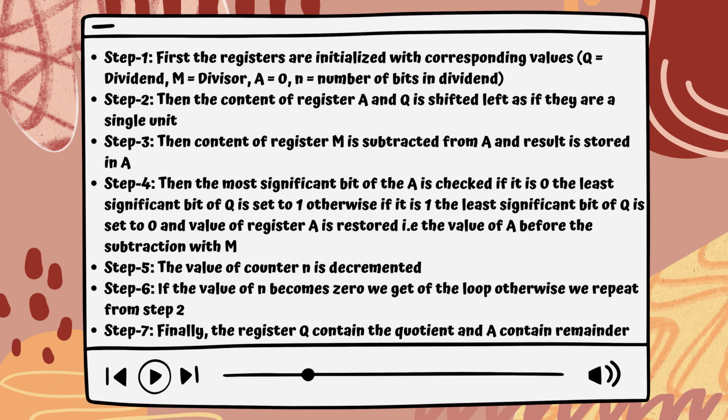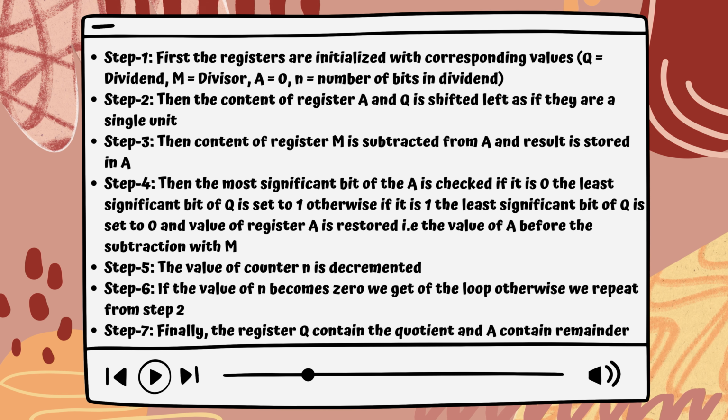Step 3. The content of register M is subtracted from A and the result is stored in A. Here we can do addition also, but then we add A and the 2's complement of M. Step 4. The most significant bit of A is checked. If it is 0, the least significant bit of Q is set to 1. Otherwise, if it is 1, the least significant bit of Q is set to 0. Now this is what I was talking about. Here we decide which value should be stored in the least significant bit of Q.